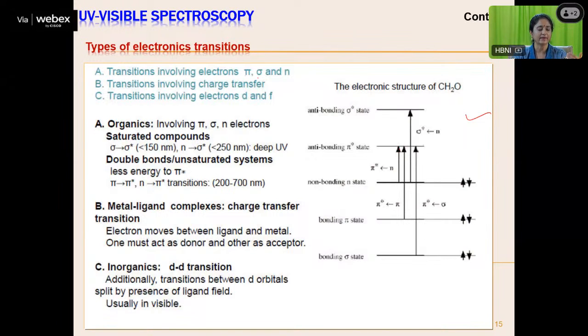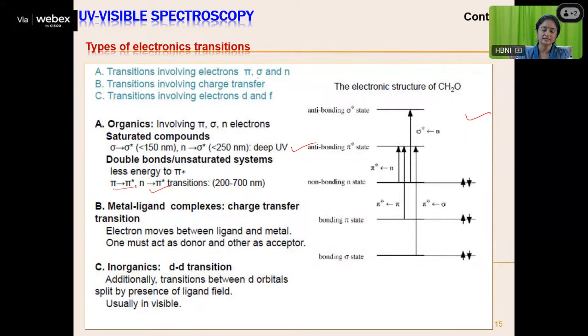So I have divided it into three categories: organic molecules, metal-ligand complexes, and inorganic molecules. What can be the most probable transitions for each? For organic molecules, it will be sigma to sigma star, which goes to the deep UV. For double bonds or unsaturated systems, because double bonds mean pi electrons are there, it will be pi to pi star. And if non-bonding electrons are present, say oxygen or something, then it is an n to pi star transition.